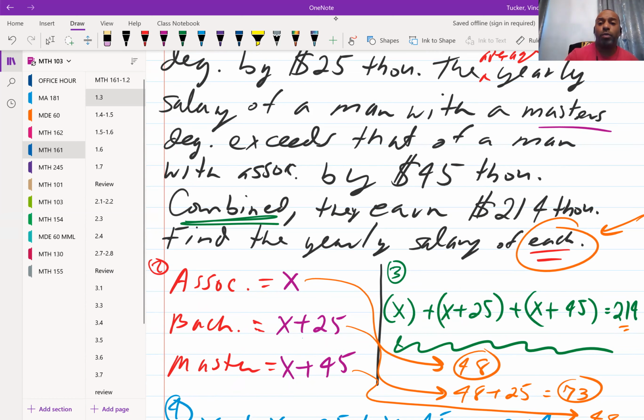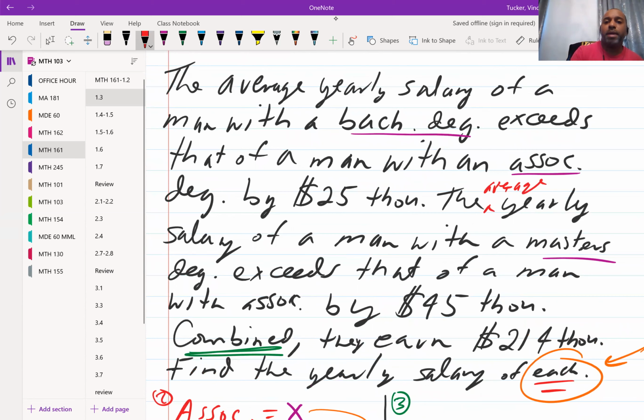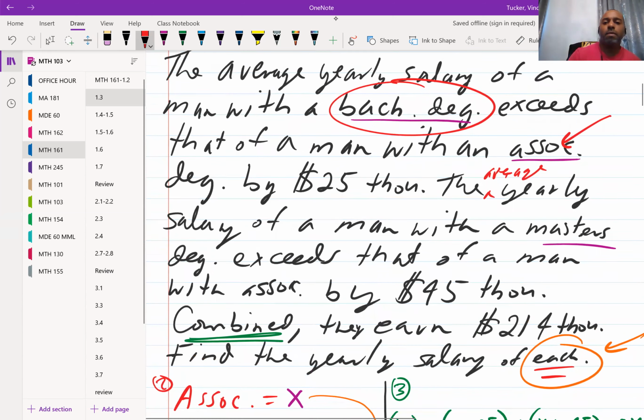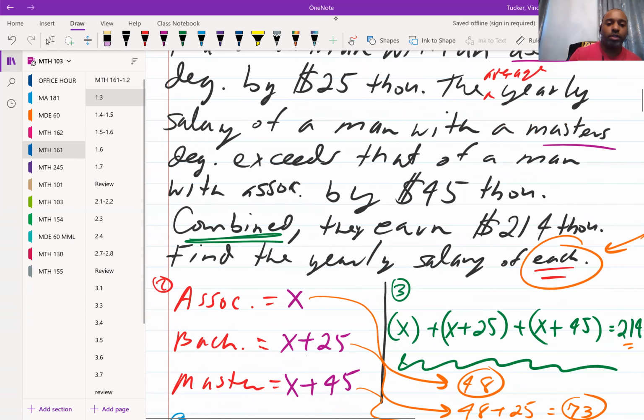So if you go back to the word problem, you'll notice that the man with the bachelor's degree is described in terms of the guy with the associate's. And then you see that the man with the master's is also described in terms of the guy with the associate's. So what we can do is let the guy with the associate's be called X, and then write the other ones in terms of X.